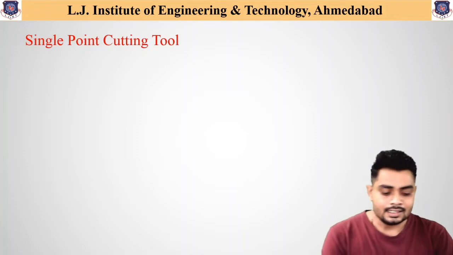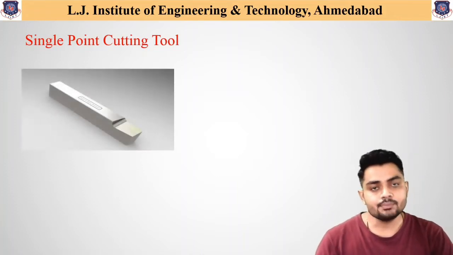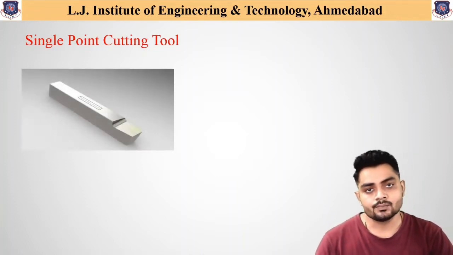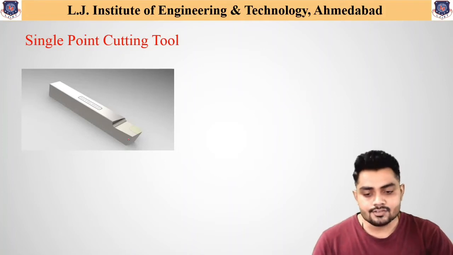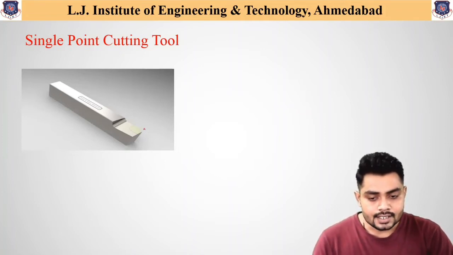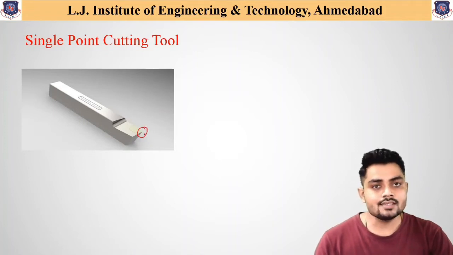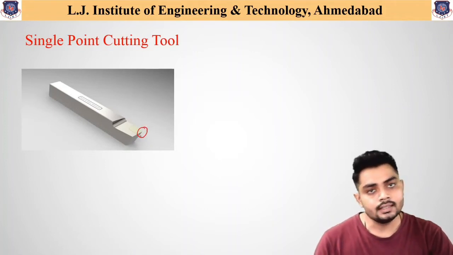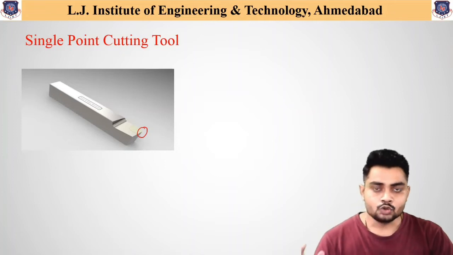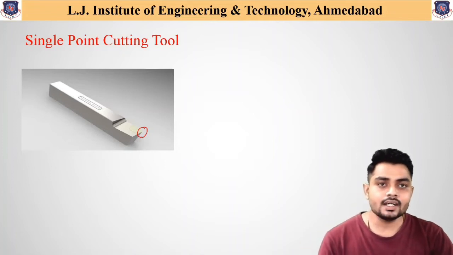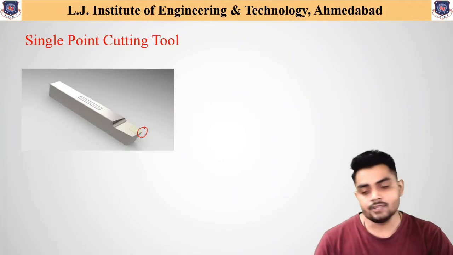So first, let us have a look at the single point cutting tool shown over here. As you can see in this figure, the main tip is shown over here, which is fed towards the workpiece and starts removing the material. Now to understand this 3D figure of the single point cutting tool, we will divide it into 2D parts, that is its front view, top view and side view.